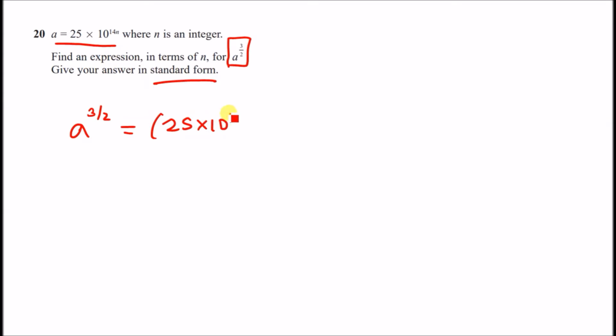times 10 to the power 14 to the power n, wrap it in a bracket, and put a power of 3/2, because that's what they want. Now, just like normal indices, when you raise something to a power, you attach it to every term. So we're going to have 25 to the power of 3/2 times 10 to the power 14n, and because the powers are on the same line, it will be times 3/2. Now we just evaluate them individually.